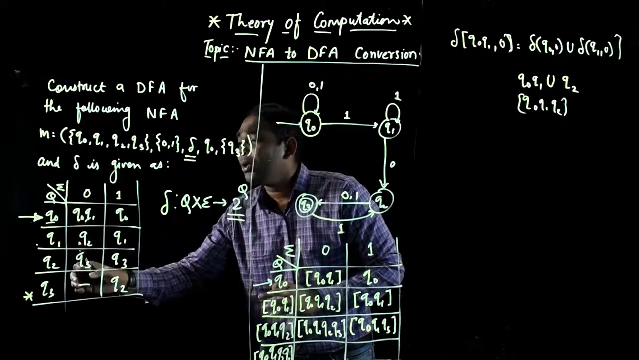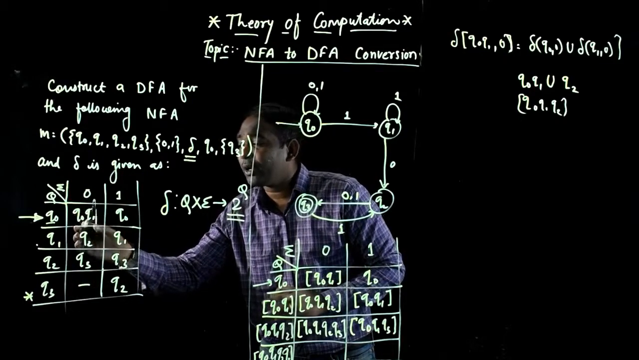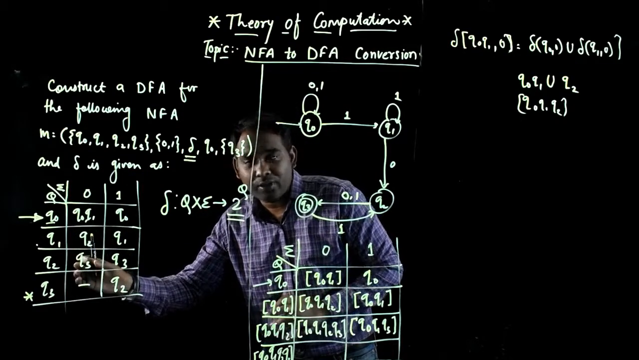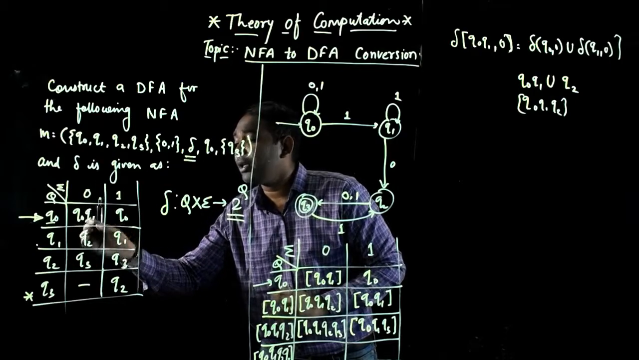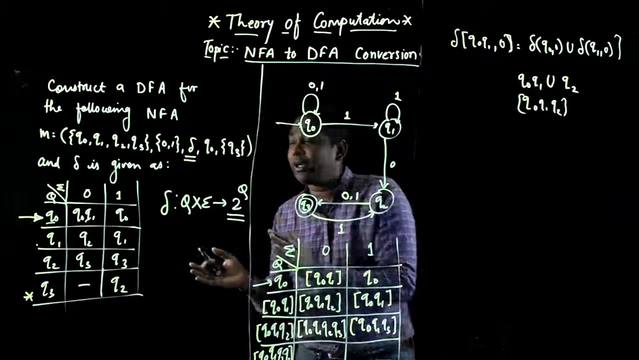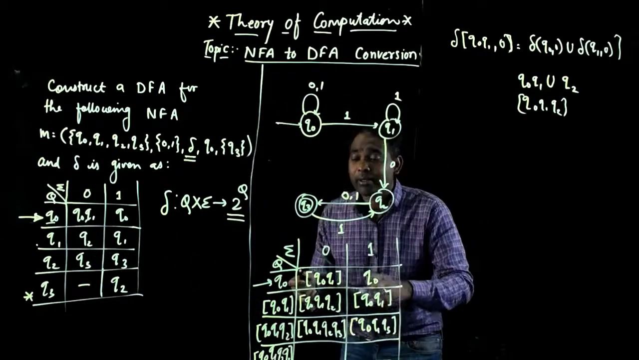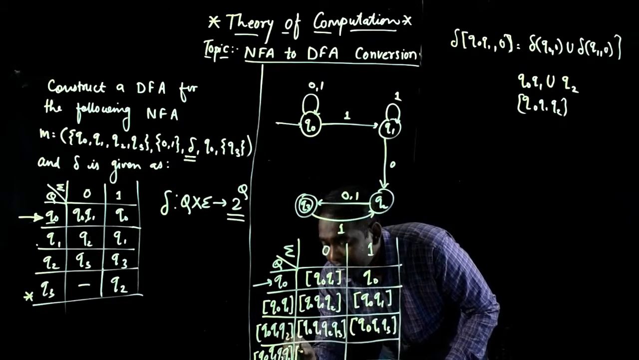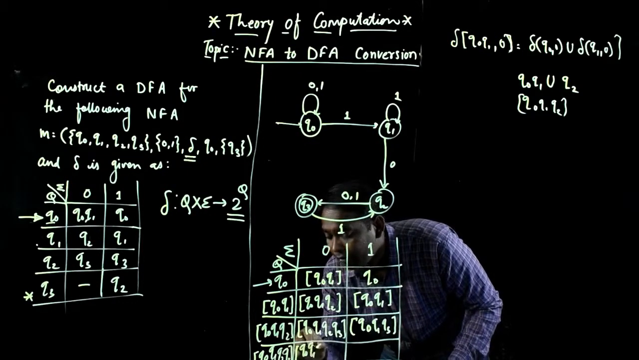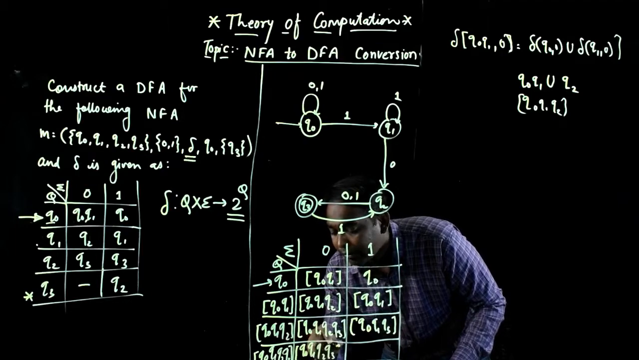So what I am going to do, I need to perform Q0, Q1 union Q2 union Q3. That means Q0, Q1, Q2 and Q3. All four states will club together, and that is the transition on 0. That means on 0, it goes to Q0, Q1, Q2 and Q3.